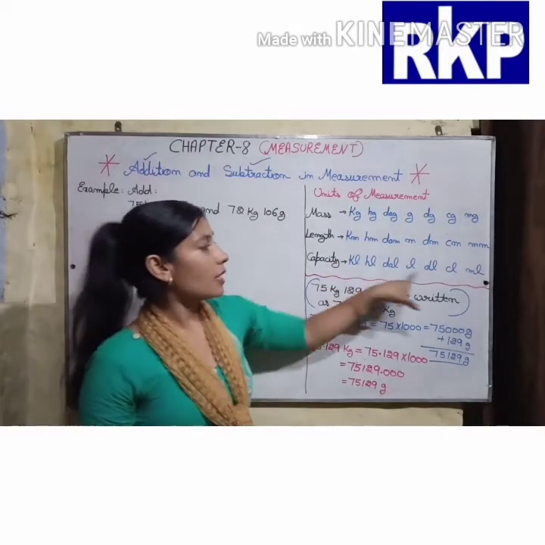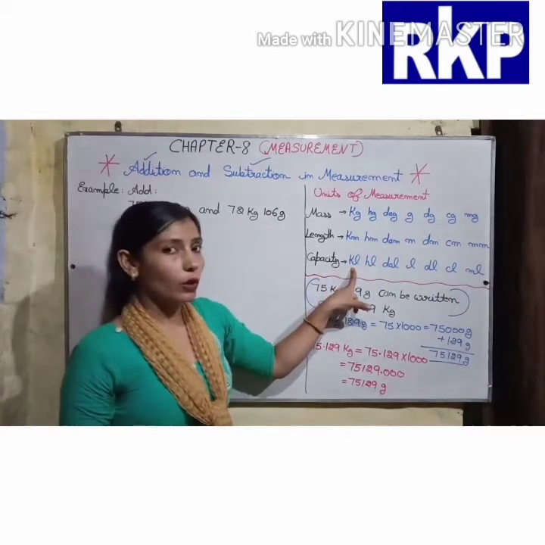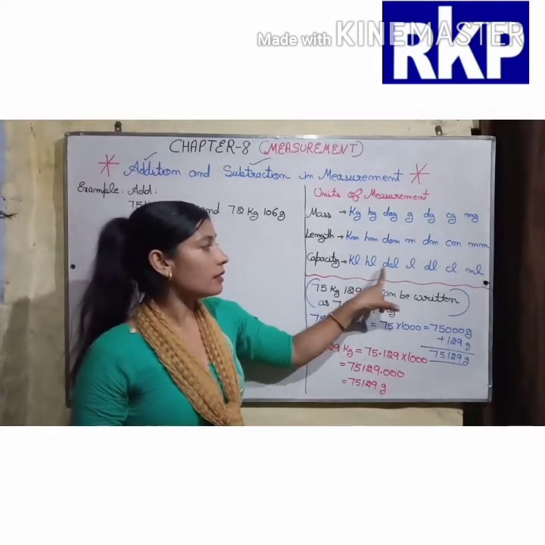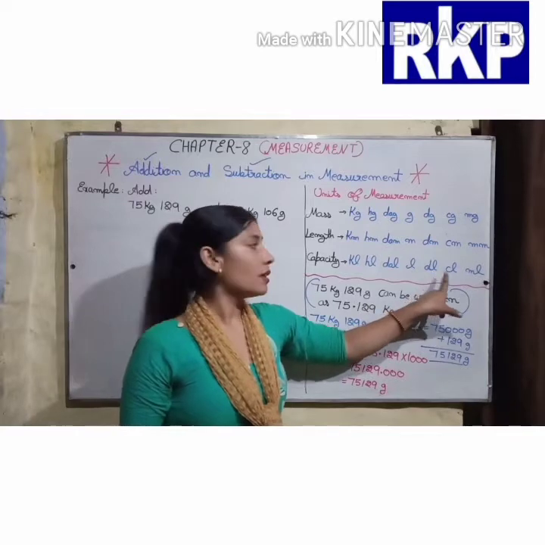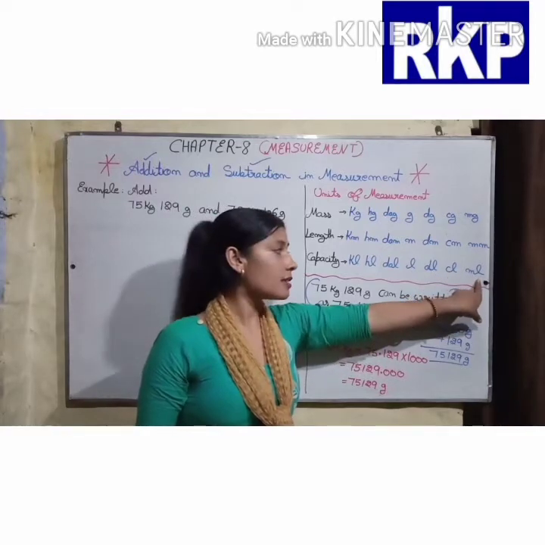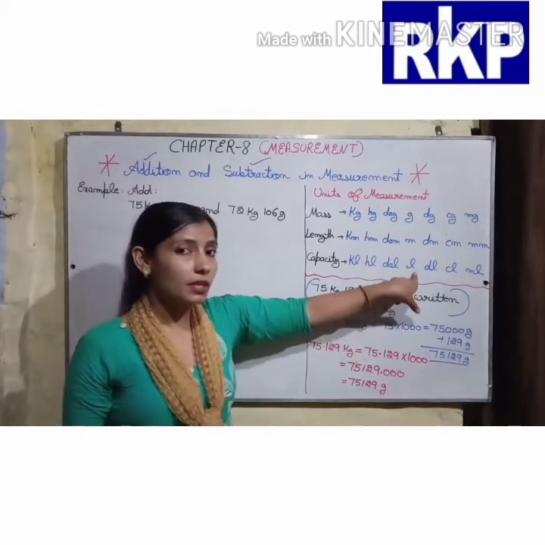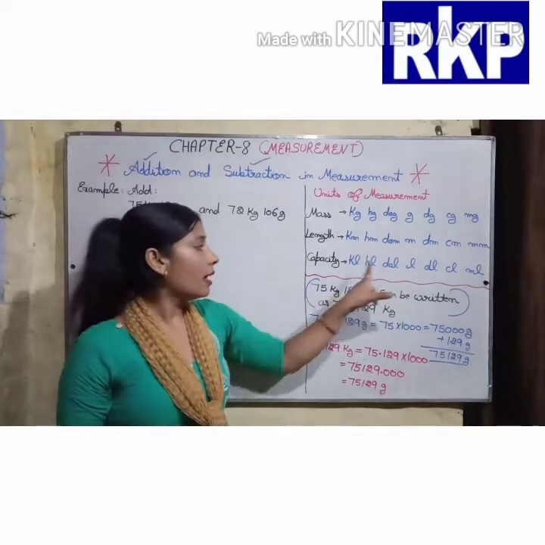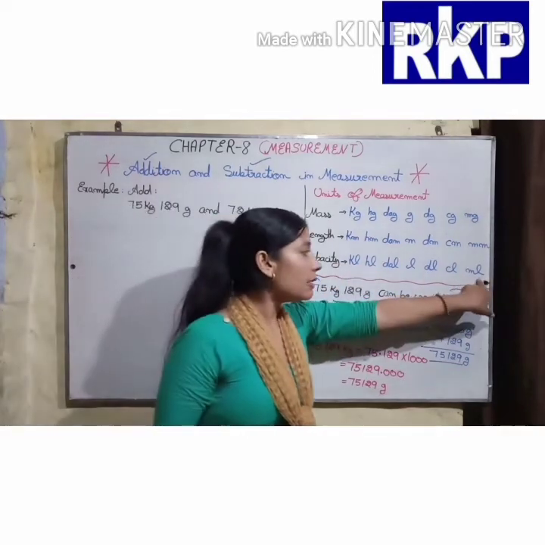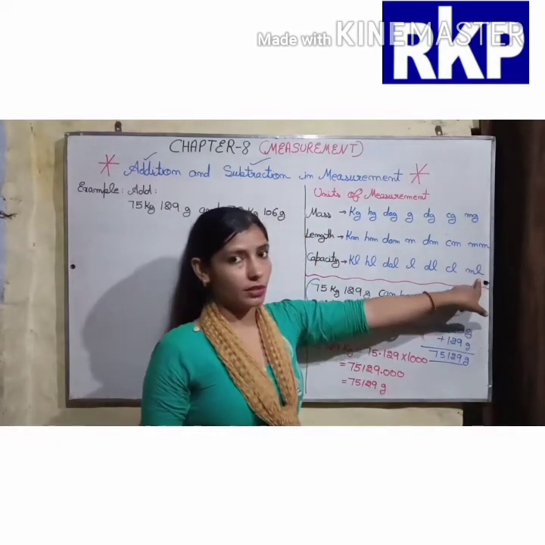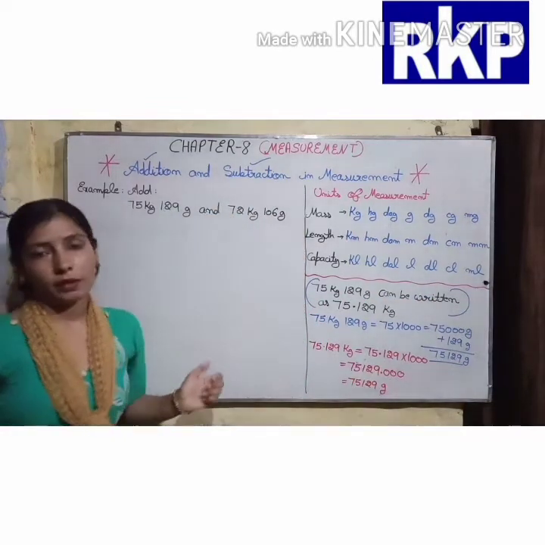And these are the units of capacity. First is kiloliter, then hectoliter, decaliter, liter, deciliter, centiliter and last is milliliter. And you know, liter is the basic unit of capacity and kiloliter is the largest unit and milliliter is the smallest unit. Now let us start our today's topic.